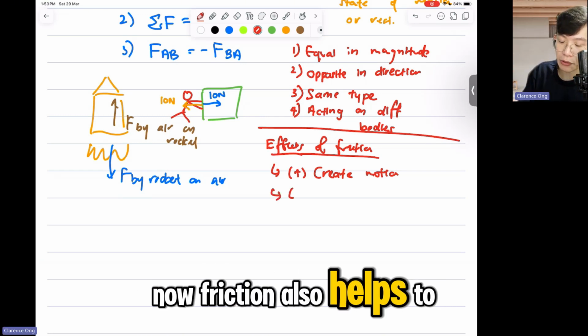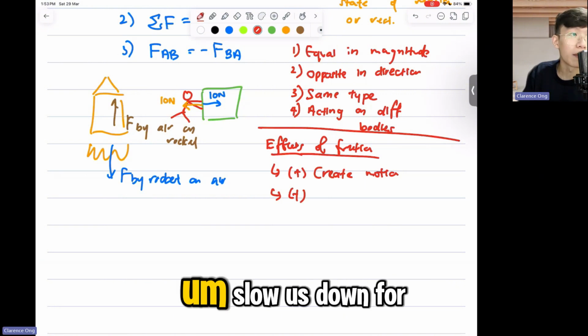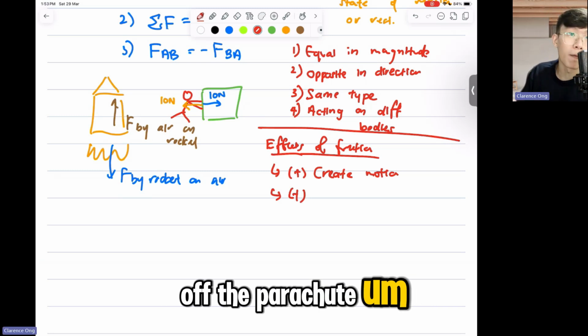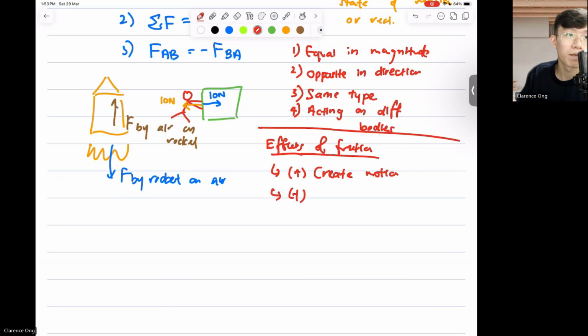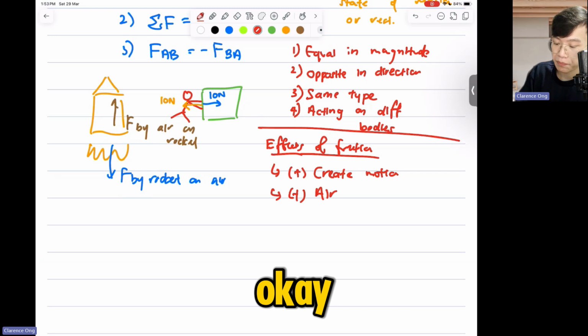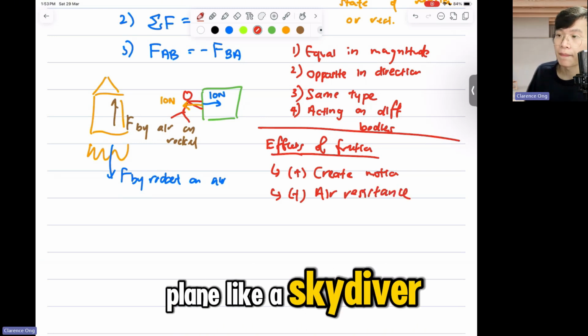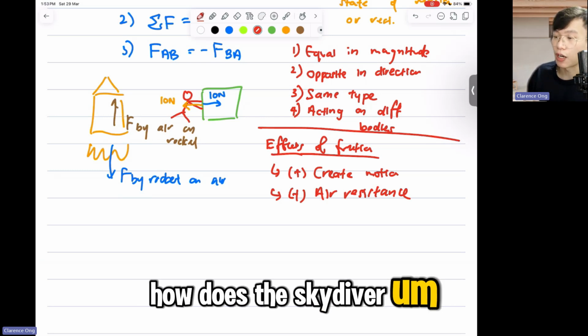Now friction also helps to slow us down. For example, when we are jumping off a plane like a skydiver, how does the skydiver fall?